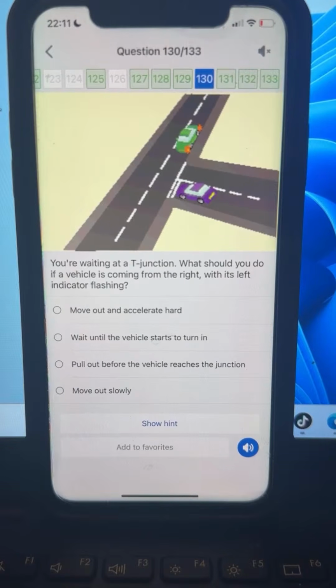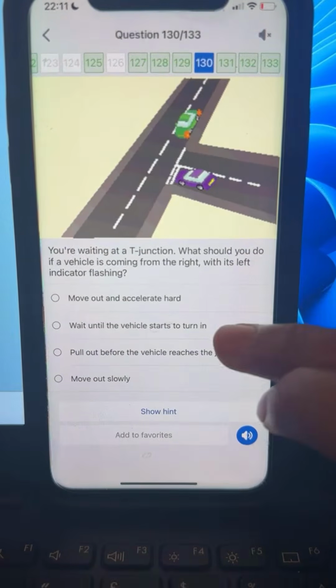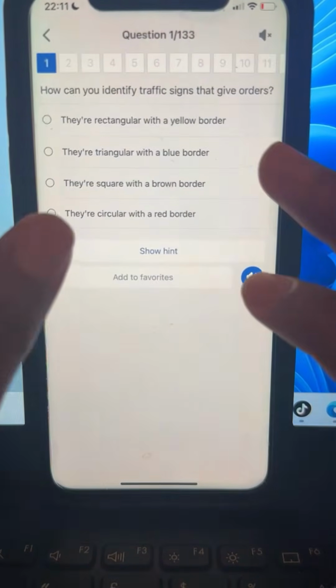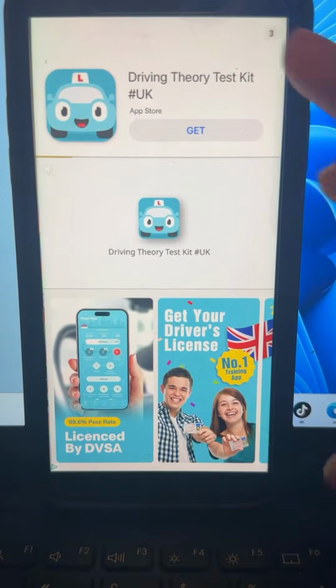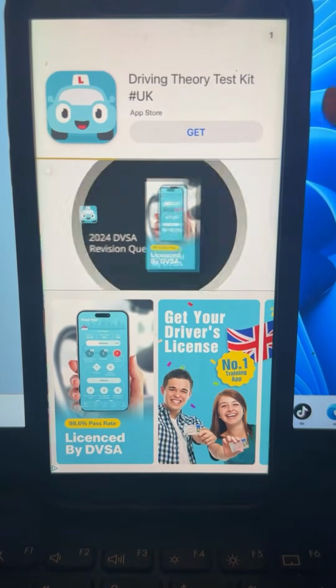Okay, wait until the vehicle starts to turn in. Good, great. Oh, we're done. But we didn't learn it properly, because you remember when I was saying this question, I'm going to cover it on road markings. I'm going to do this now.